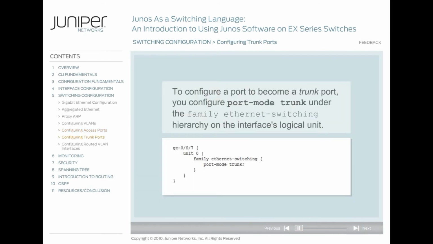So far, we've covered configuring access ports only, that is, ports that are members of a single VLAN and carry all their traffic without 802.1Q VLAN tags. This is the default mode for a switch port. You configure a port to become a trunk port, that is, a port which carries multiple VLANs via 802.1Q tags, by configuring port-mode trunk under the family ethernet-switching hierarchy on the interface's logical unit.